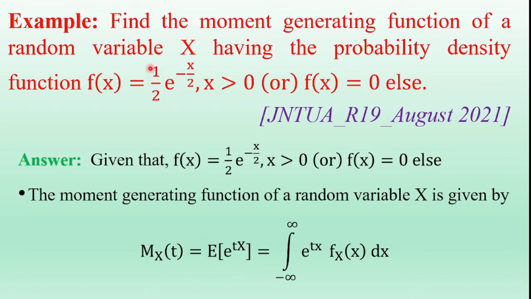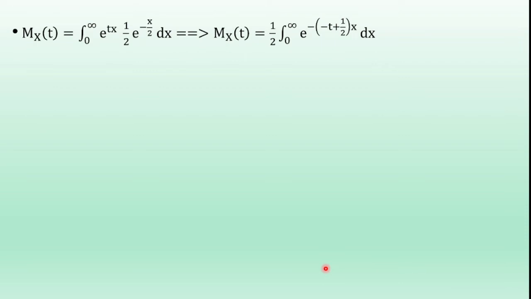So now here, given that the density function f of x is 1 by 2 e power minus x by 2, applying the given data into this equation, M_X of t is equal to, since the density function applies for x greater than 0, that means 0 to infinity. So therefore M_X of t is equal to the integral from 0 to infinity of e power tx into the density function, 1 by 2 e power minus x by 2 dx.